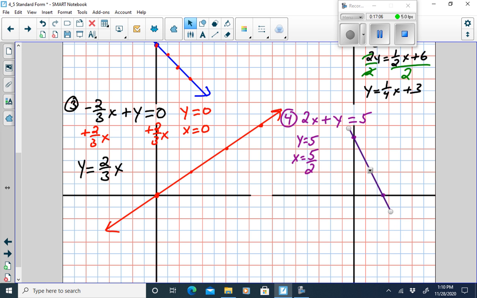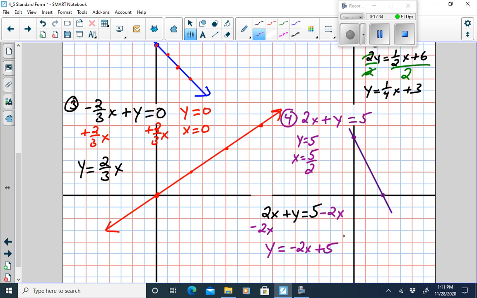However, let's rewrite it in slope-intercept form, just to see that equation in slope-intercept form. So I'm going to rewrite it down here. 2x plus y is equal to 5. And this way we could see what the slope and the y-intercept should be. We'd have to subtract 2x to get y by itself. Subtract 2x. We wind up with y is equal to, what's that, negative 2x plus 5.